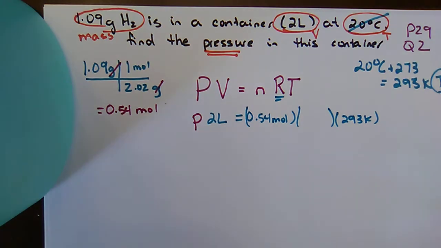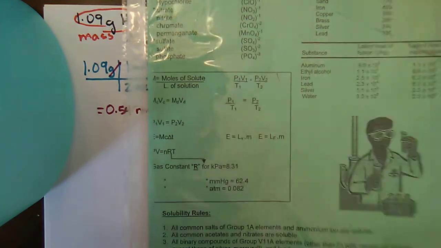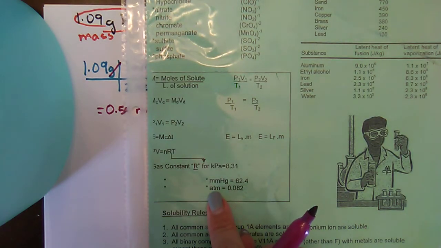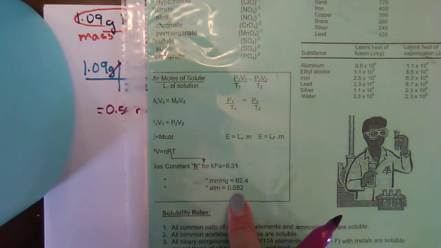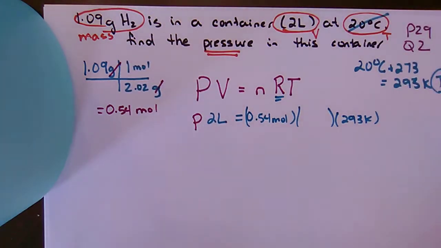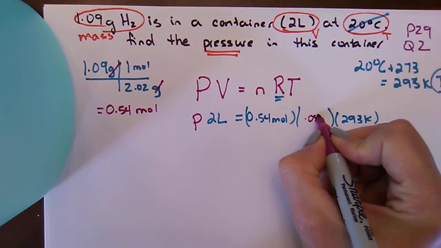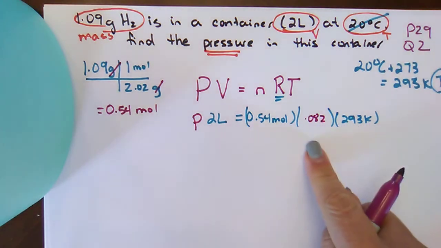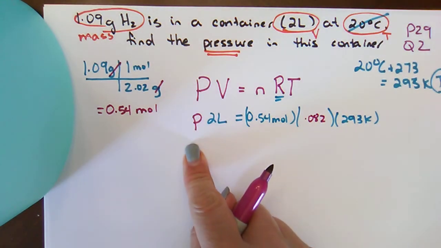So for the purpose of this example, I'm going to say I want my pressure units to come out in atmospheres. So I'm going to go to my periodic table. I'm going to look on the back on my cheat sheet side. I'm going to say if I want my answer to come out in atmospheres, I have to use the value of 0.082 in place of R. So in place of R, I'm going to put 0.082. So now I want to solve for pressure.